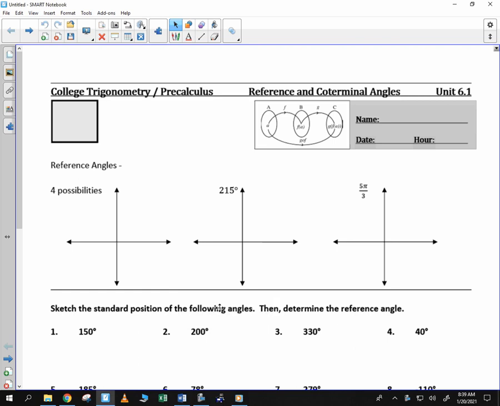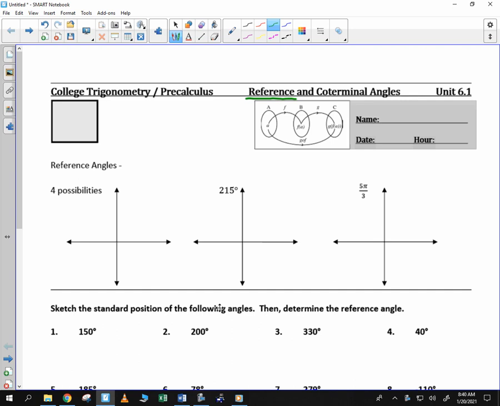Hey, College Trig. It's a nice, easy lesson compared to the last one that you saw. We're going to go back to angles and talk about a little tidbit here. We're going to introduce reference angles and coterminal angles. And the reference angles are especially easy.